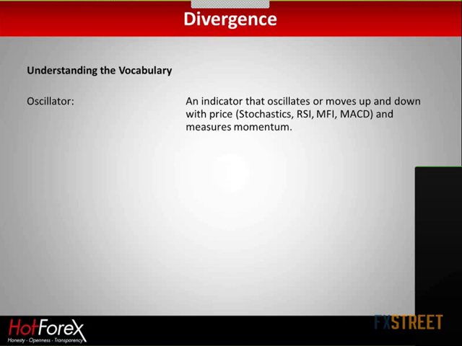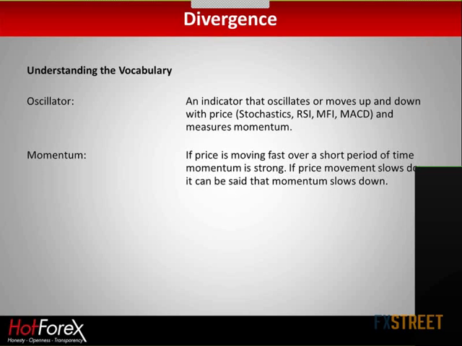So, an oscillator is an indicator that oscillates or moves up and down with price, and it measures momentum. These can be stochastics, relative strength index, money flow index, MACD. There are loads of others, of course, but I didn't see a point to list everything here.